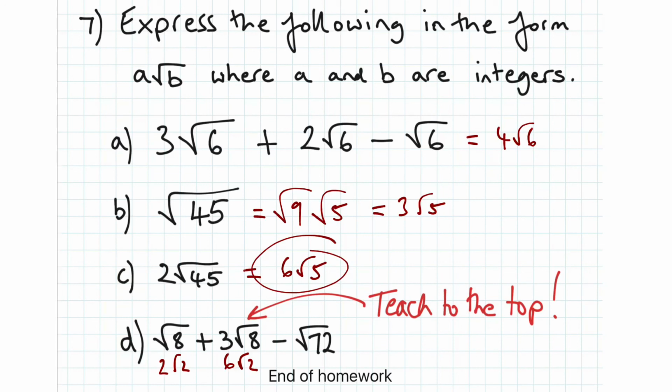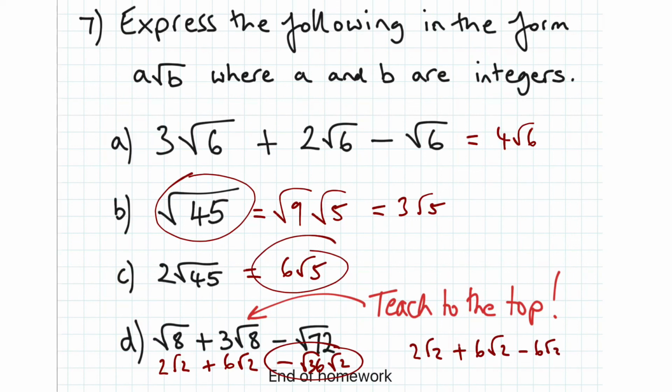Now, root 72 is not as obvious. Let me just think about this. Root 72, thinking about how we split up root 45, I need a square factor and a non-square factor. And so actually that's going to be 9 times 8 is 72. So it actually turns into, well, in fact, no, it can do it even better than that. Root 36 times root 2. That's the best way of doing that. So root 36 times root 2. And of course, root 36 is 6. So this last bit here turns into minus 6 root 2. So I end up with 2 root 2 plus 6 root 2 minus 6 root 2. So these bits cancel out. You end up with the answer 2 root 2.